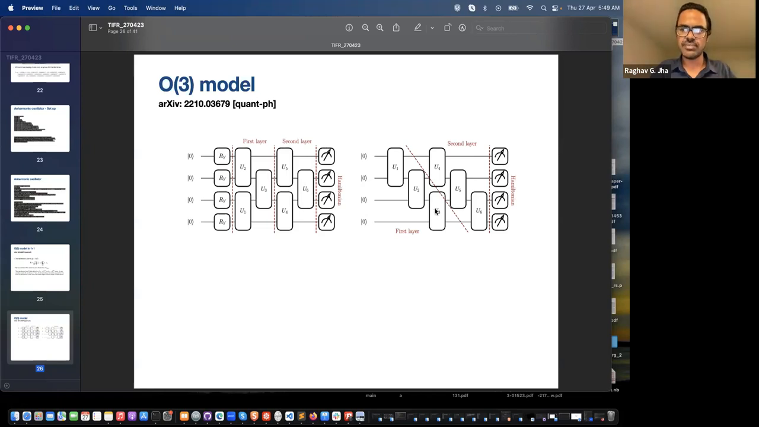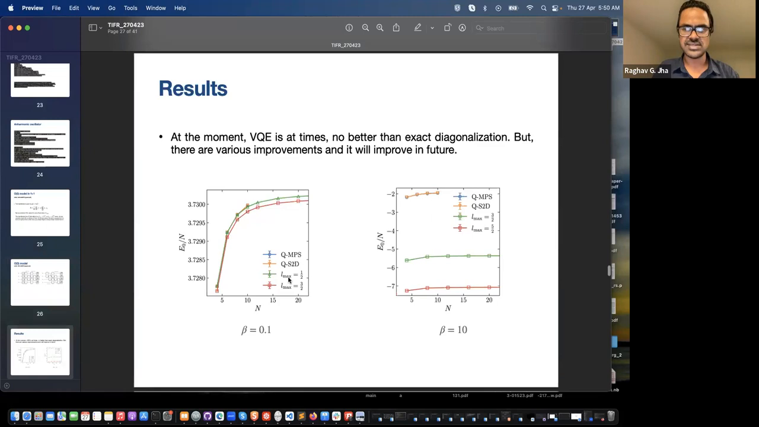There's an alternate way mentioned in this paper of constructing the ansatz. You can be very ingenious or creative in making these ansatz, because they can affect the convergence to the exact result. So these are 2 different sorts of ansatz, but in this case both of them are almost identical. And these are the energy densities.